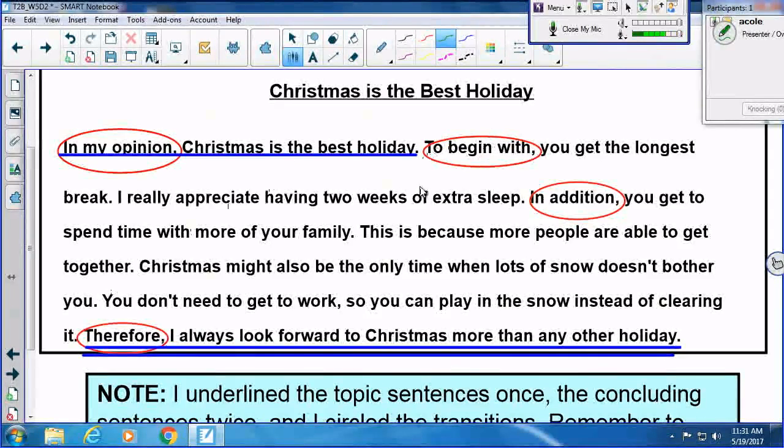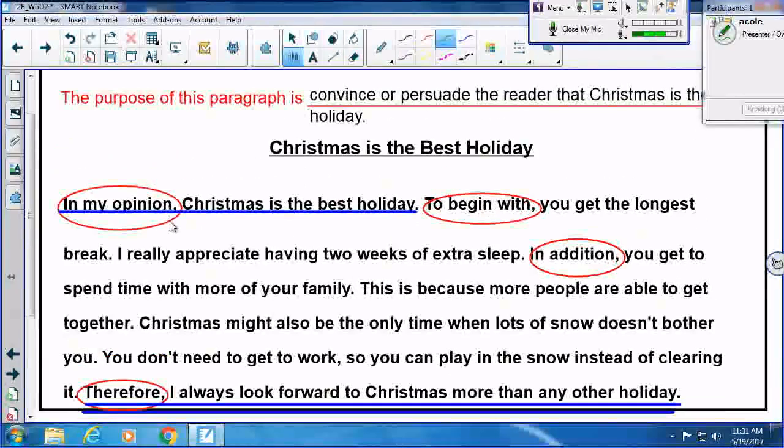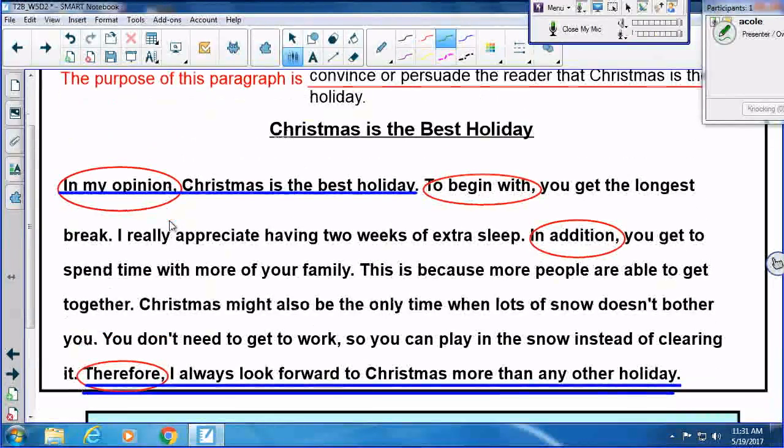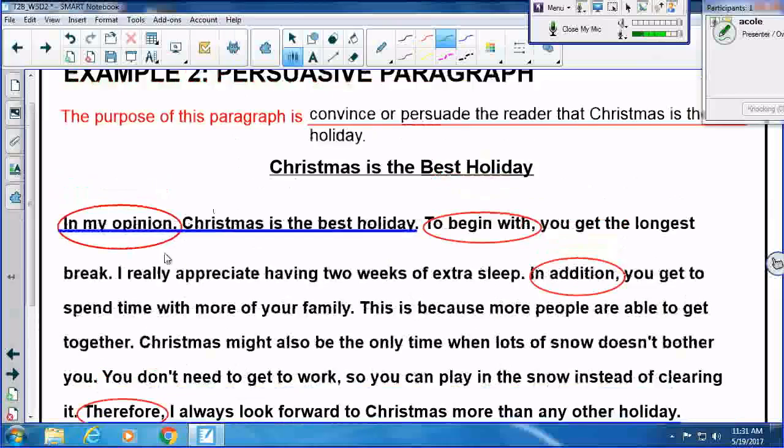So maybe I'll start with the transitions here. I have in my opinion, to begin with, in addition, and therefore. So again, in a persuasive paragraph, you're sharing your opinion and the reasons that you give for that opinion and the details that you give along with each reason, right? So I say to begin with, you get the longest break. And then the detail that I give after that reason is I really appreciate having 2 weeks of extra sleep.